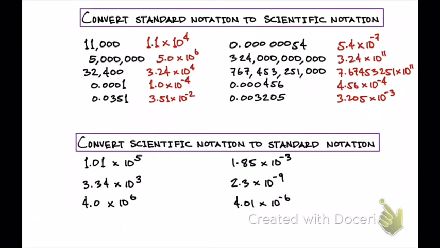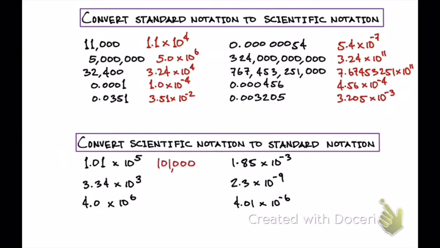All right, and here's a few more examples. This time you're converting from scientific notation to standard notation, which is basically a regular number. The three examples here on the left all have positive exponents, and so they will be greater than 1. These numbers are all greater than 1. So the first one here is 1.01 multiplied by 10 to the 5th power, so that would be 101 and then 3 zeros, right? So that would be 101,000.